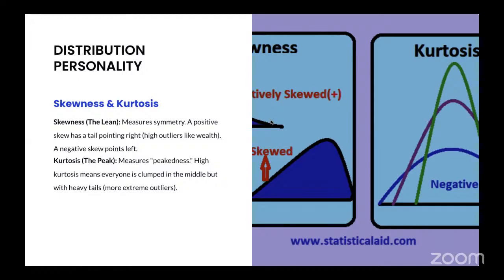So we're going to think of it this way: does the data have a tail? If my tail is going to the right, that means I have a positive skew. If my data is going to the left, it means I have a negative one. The peak, or kurtosis, measures the peakedness. High kurtosis means everyone is clumped in the middle, but with heavy tails.